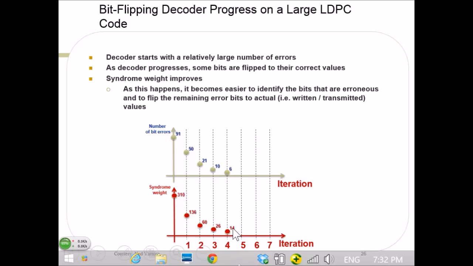When the syndrome weight reaches 0, that's where you stop, saying that the received codeword is most likely error free. But in LDPC there is also miscorrection, which is probably around 1 in 10^12 depending on the code length. So what you have to do is another CRC.